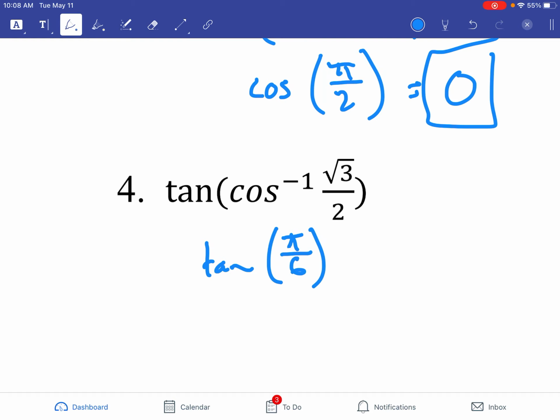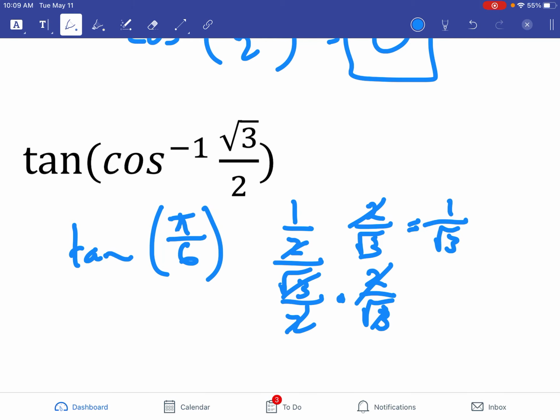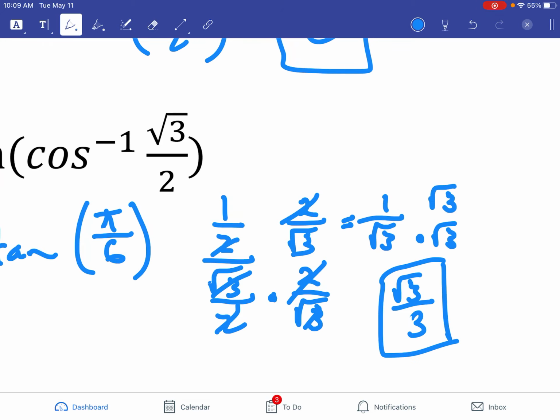And the tangent at pi over 6 is sine over cosine, which is 1/2 divided by root 3 over 2. We multiply that by the reciprocal of the denominator to get rid of our complex fraction. Those two cancel, and we get 1 times 1 is 1, 1 times root 3 is root 3. We're not allowed to leave square roots on the bottom of our fraction, so we multiply the top too. 1 times the square root of 3 is the square root of 3. Square root of 3 times square root of 3 is the square root of 9, and the square root of 9 is just 3. There you go.